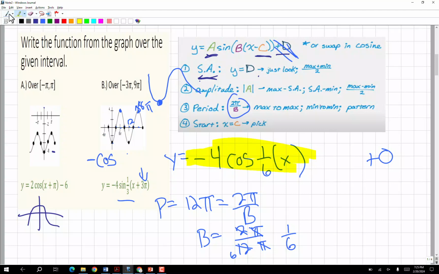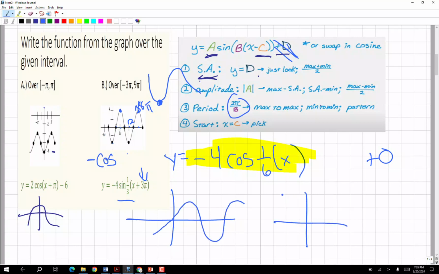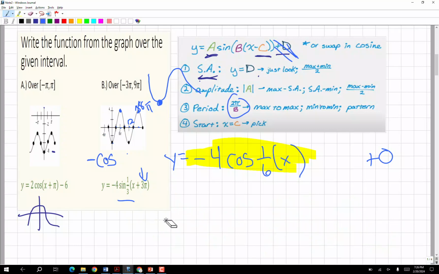Now let's see if we can prove their answer. We'll kind of reverse engineer it. Because it's -4, remember, for sine, if it's going up like this, it's positive, and if it's going down like this, it's negative. So they're doing a negative sine, and we have plus 3 pi.